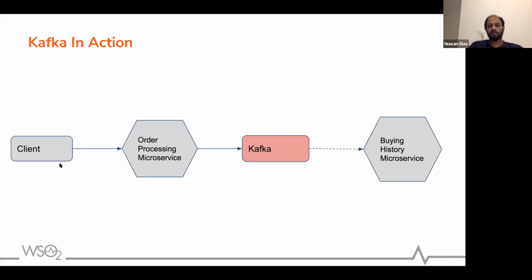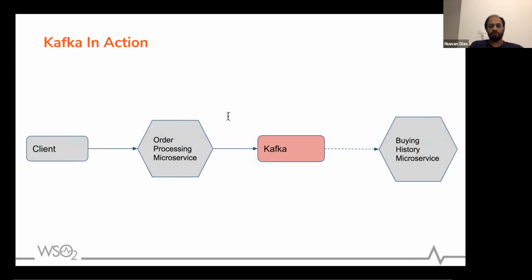The next sample you're going to see is a simple client making a request to the order processing microservice, where the order processing service issues an event to Kafka, and that event is processed by the buying history microservice.